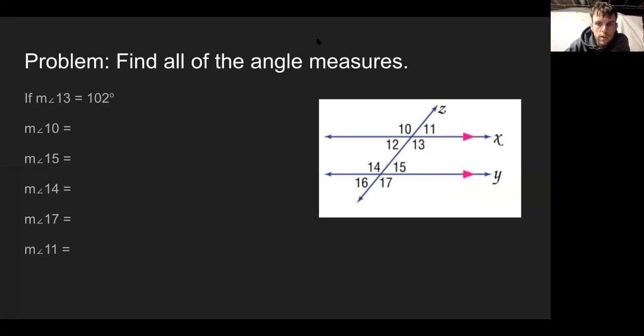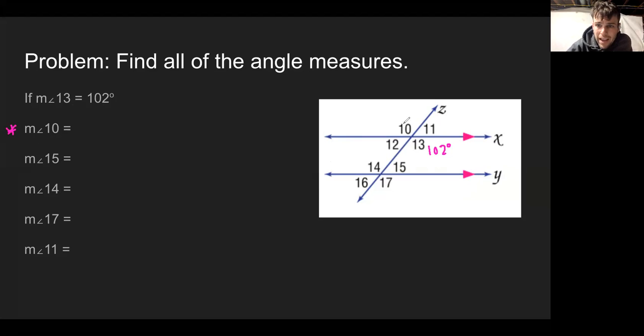Next, let's do this one. All right, so we start off with one angle measurement that we know, and we have some parallel lines. So the measure of angle 13 is 102 degrees. Now, we could just go ahead and fire off only the ones we know, or we could try to figure out all of them. It just doesn't really matter. I'm just going to go in the order that they're here.